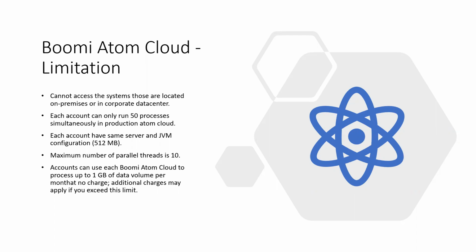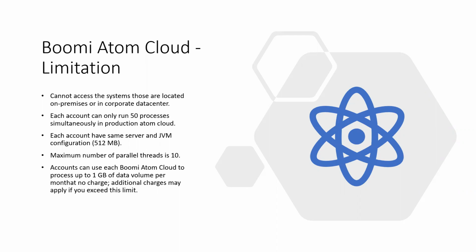It is not able to connect any resources or any system which is behind the firewall. As I mentioned, if you have any resources or any system located on-premise, you will not be able to connect with the Boomi Atom Cloud. And even Boomi Atom Cloud doesn't provide any utility where you can create VPN connections or any other kind of direct connect. We don't have such options to access on-premise or corporate data center resources.